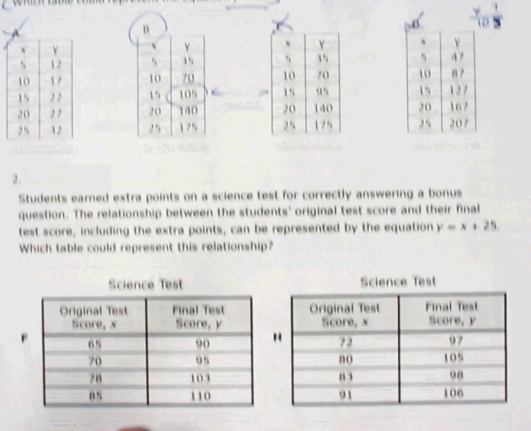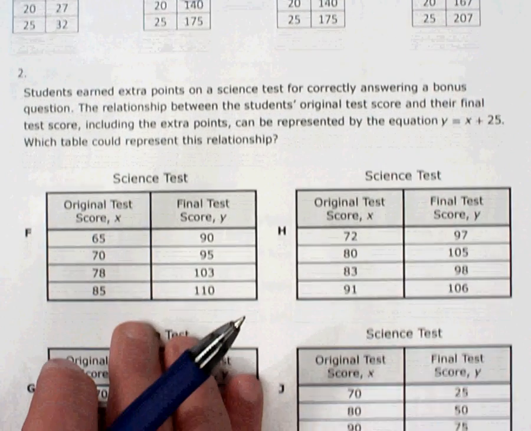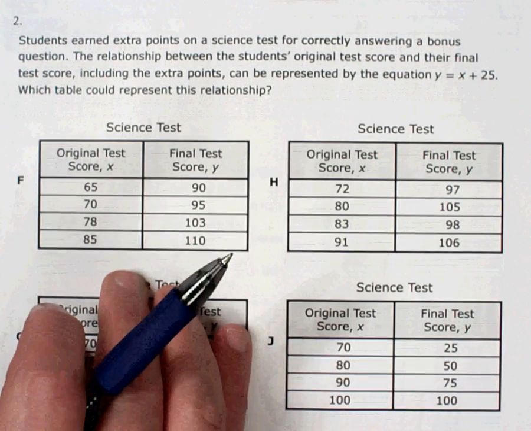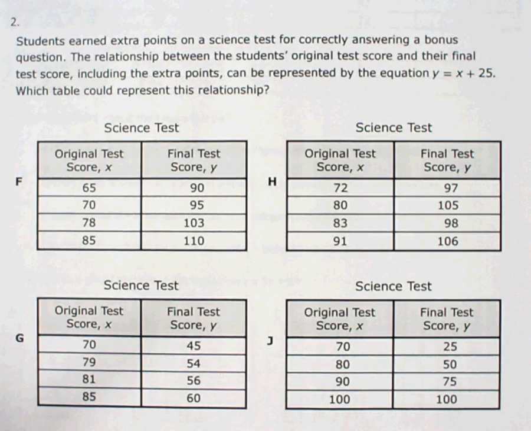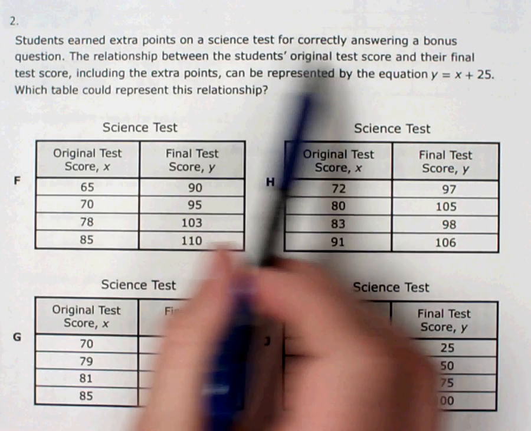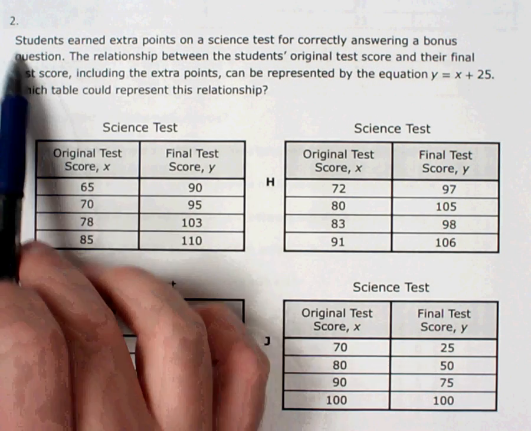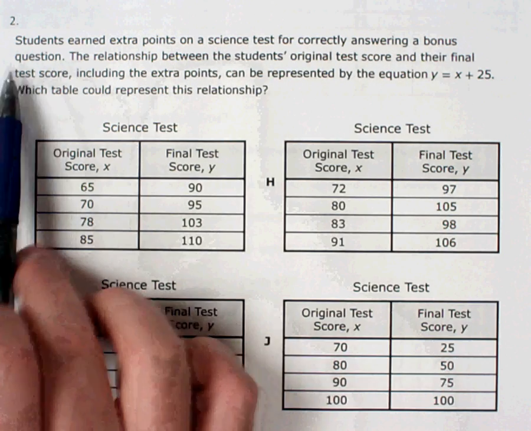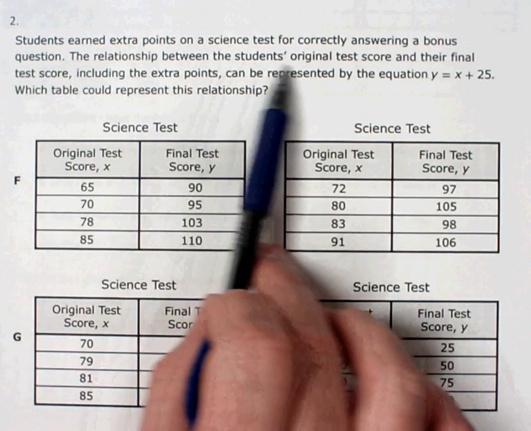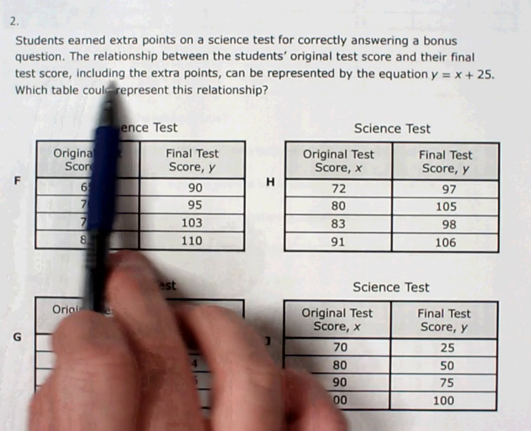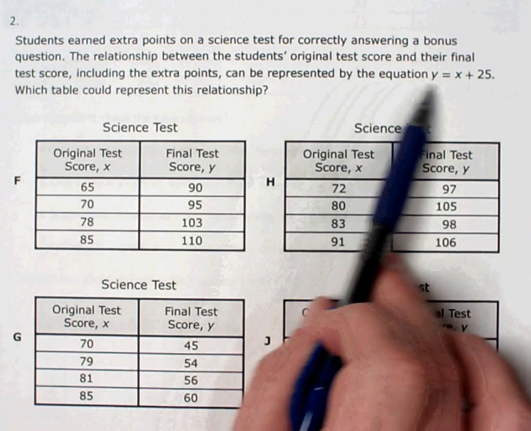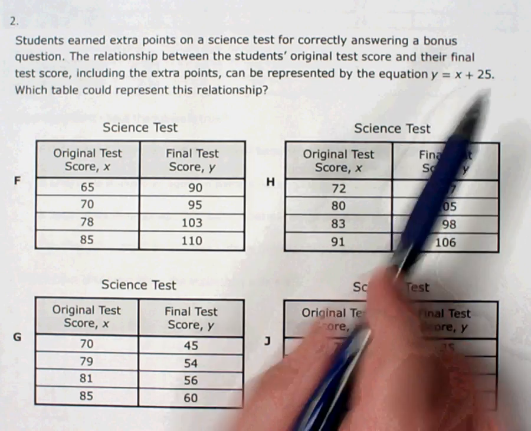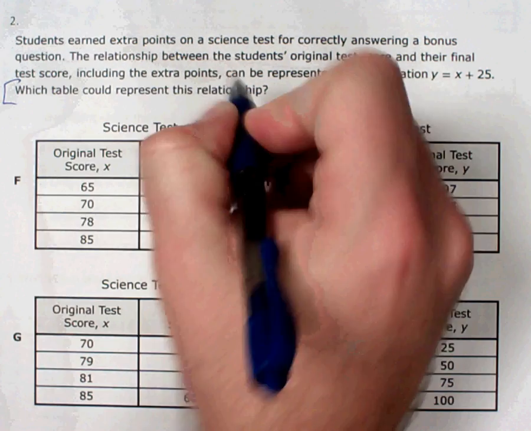Now number two is much more challenging. Now the first challenging part of it, and you'll see this a lot, is you're given a lot of text in the question. Students earned extra points on a science test for correctly answering a bonus question. The relationship between the student's original test score and their final test score, including the extra points, can be represented by the equation y equals x plus 25. Which table could represent this relationship?